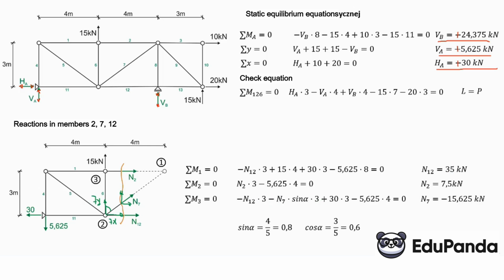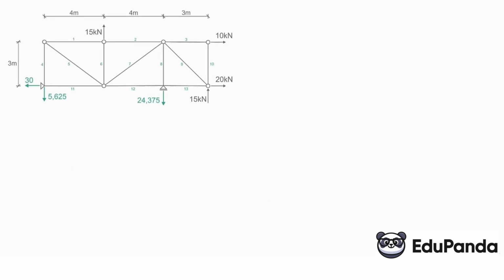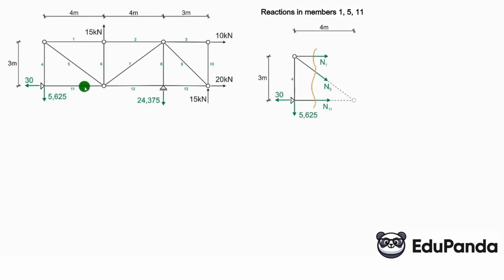Okay, let's move to the next slide and do further cuts. Now let's make a cut through these bars 1, 5, and 11. We will calculate the reactions N1, N5, and N11. This is what the cut looks like, but one more thing. We have not yet defined the 0 bars, so let's talk about this now. We will talk about the 0 bars.